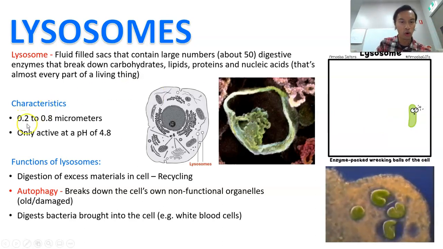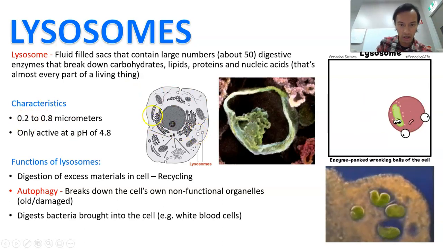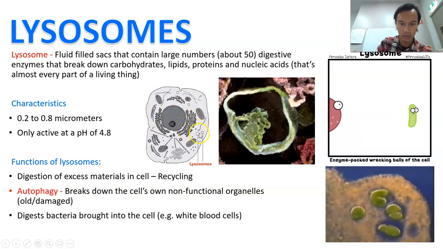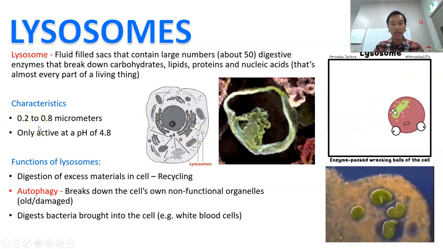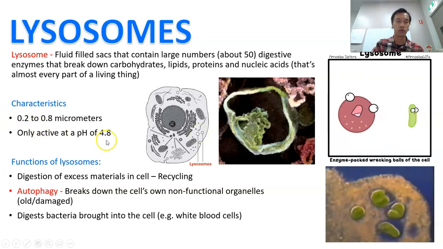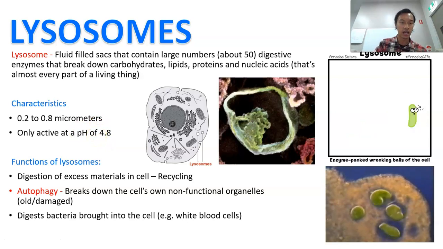Characteristically, they're very small. Here is a diagram, and you can see that your lysosomes are that small. By comparison, there's your nucleus and your endoplasmic reticulum. There's your lysosome, right? And they are only active at a very low pH level, 4.8 on average, right? The function, right? So they digest an excess of materials and recycle them.